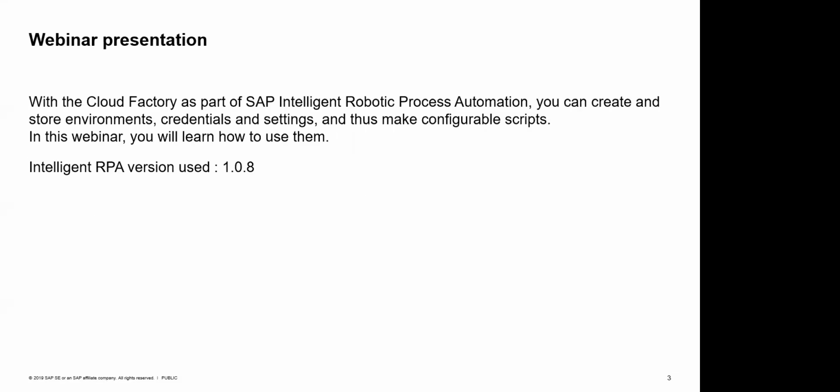Okay, so in SAP Intelligent RPA, in the factory, you can create and store variables in environments. With this, you are able to configure your script. You can store different types of variable, and we will see how to use them. We will use the version that will be released at the end of April, because there are some little things that we've made on the activities.